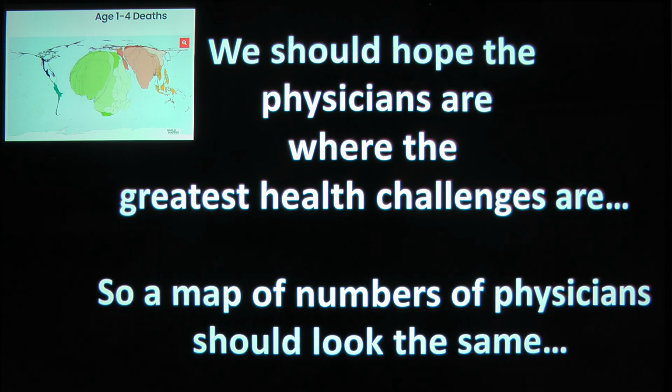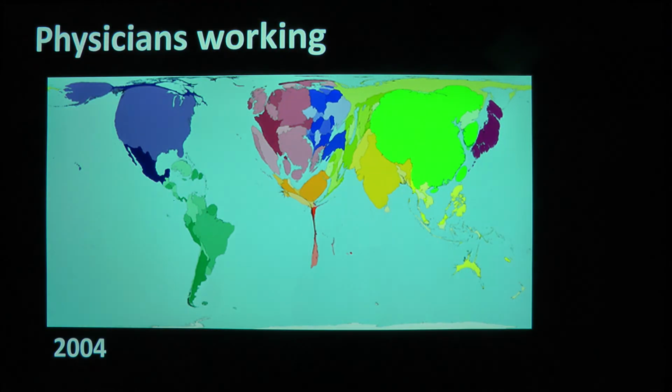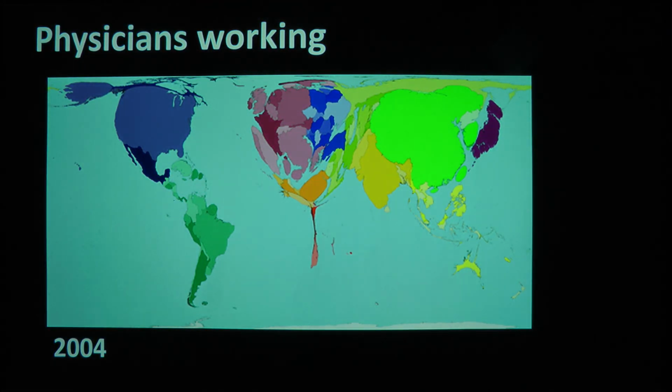So we should hope, of course, that the map for physician distribution should look the same as the maps for these mortality rates, because you would hope that the physicians would be where the greatest challenges are. But what do you think we're actually going to see? It's actually shocking how the distribution of physicians is not where they should be.